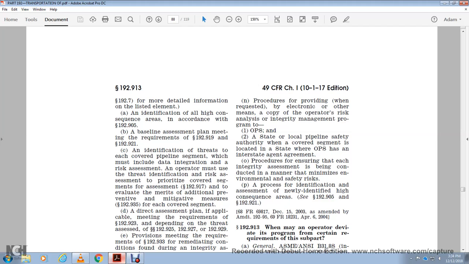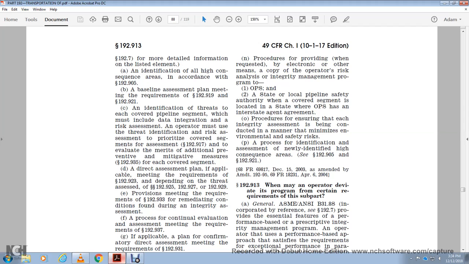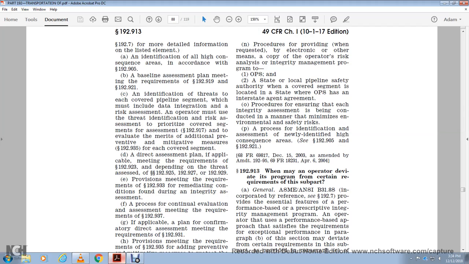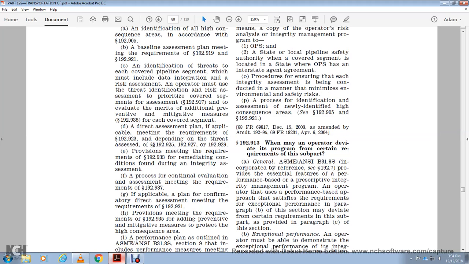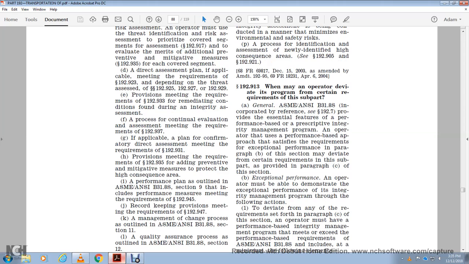192.925, 927, or 929. Next, meeting the requirements of 192.933, remediation of conditions found during the integrity assessment of the segment. The process for continual evaluation and assessment, meeting the requirements of 192.937. Confirmatory direct assessment, meeting the requirements of 192.931. Provision, meeting the requirements of 192.935, for the mitigation of the areas, as performed per ASME/ANSI B31.8S Section 9, including the performance measures for meeting the requirements of 192.945. Record keeping provisions, meeting the requirements of 192.947. The management of change process outlined in ASME/ANSI B31.8S Section 11.